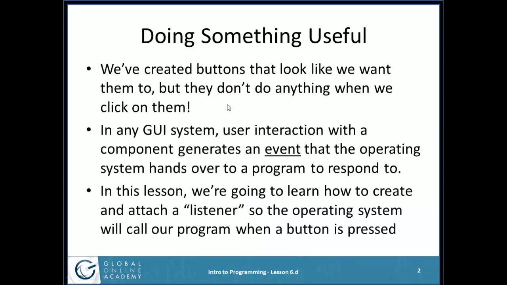So, we've created buttons that look like what we want them to. We've been able to put them where we want. We've been able to change their background color, their label on them, the foreground color, and so on, but they don't do anything. In any GUI system, user interaction with a component generates an event that the operating system hands over to a program to respond to.